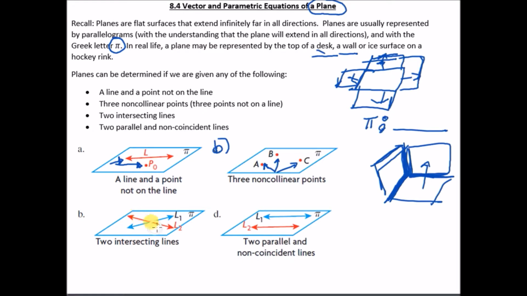2 intersecting lines. Okay, so 2 lines here and then intersecting, and of course, that means that we have 2 lines and a point. And then 2 parallel and non-coincident lines. Okay, so parallel and non-coincident, so that they can't actually lie on top of one another. Non-coincident means that they're distinct. In other words, like if we go back to grade 9, they have a different y-intercept.